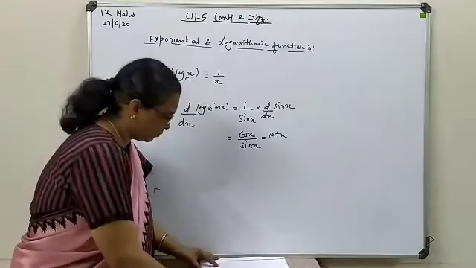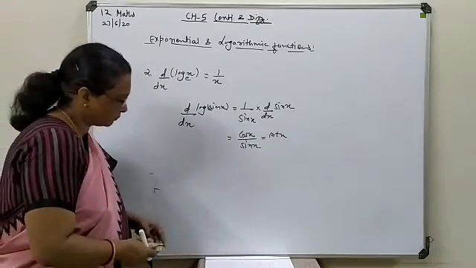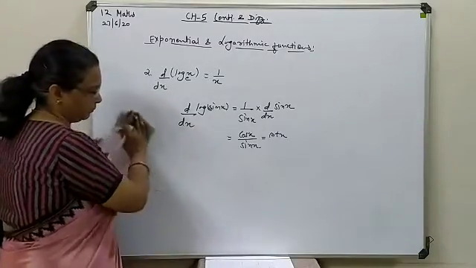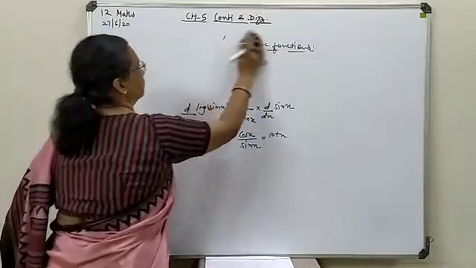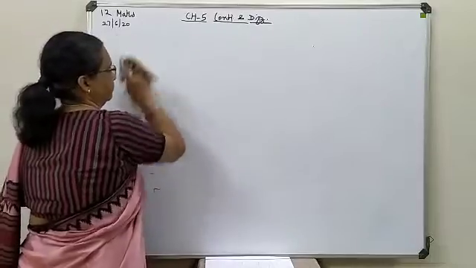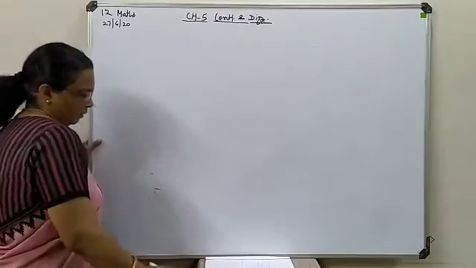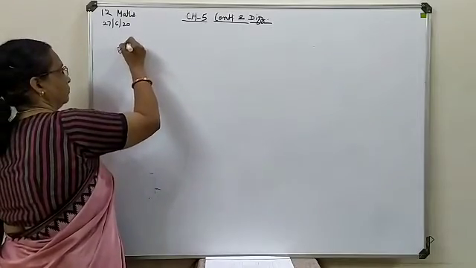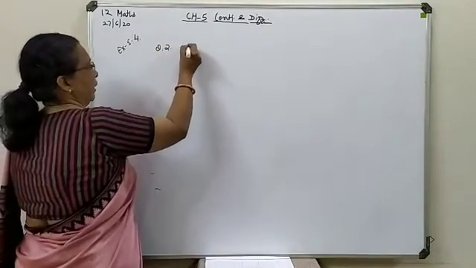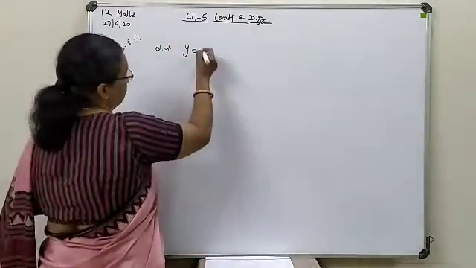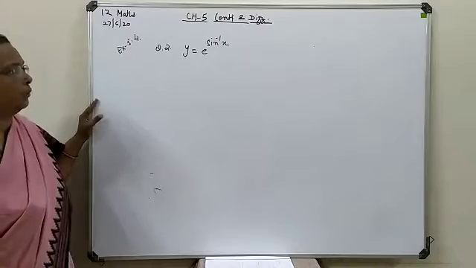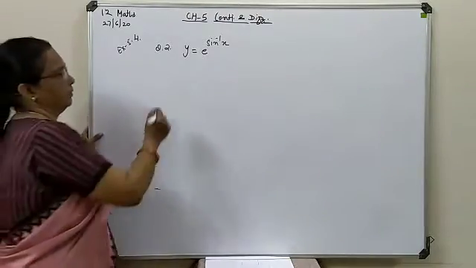In order to do that, we move to the next exercise, in which we have some questions based on logarithm. In the next exercise, that is 5.4, we look at question number 2, in which your function is available as e power sin inverse x. Now we can directly move to writing the derivation.